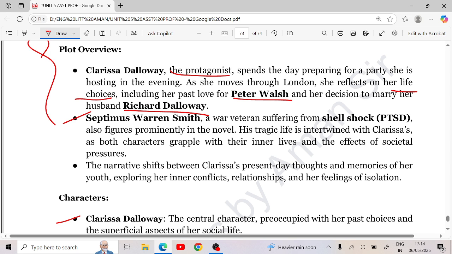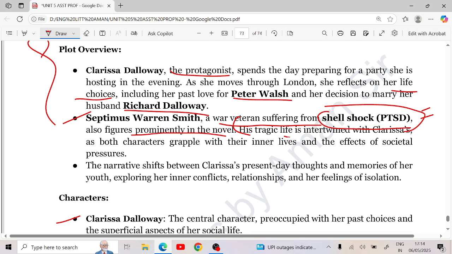Then there was one character, Septimus Warren Smith. He is a war veteran suffering from shell shock, PTSD. There may be questions asking which disease Septimus Warren Smith is suffering from. Okay, so the right answer is shell shock, PTSD. He also figures prominently in the novel.